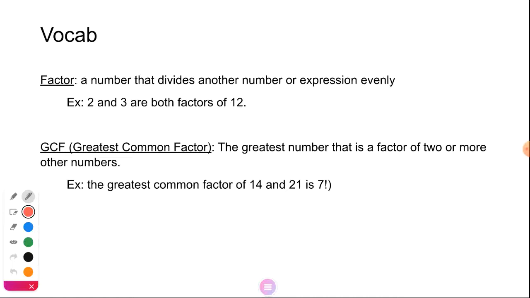The greatest common factor would be the biggest thing that multiplies into that number. So if I have the numbers 14 and 21 and I'm asking what is the biggest thing that multiplies into both of those, it would be 7. 7 multiplies into 14 and it multiplies into 21. And there's nothing bigger that multiplies into both.